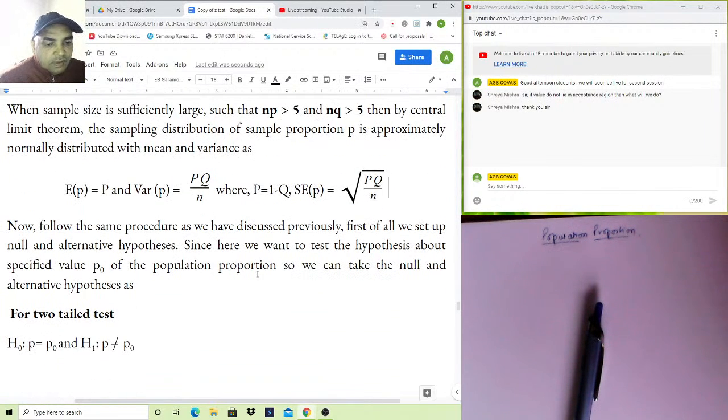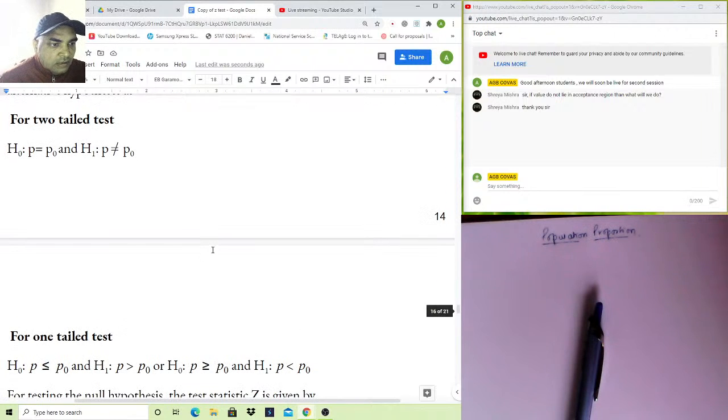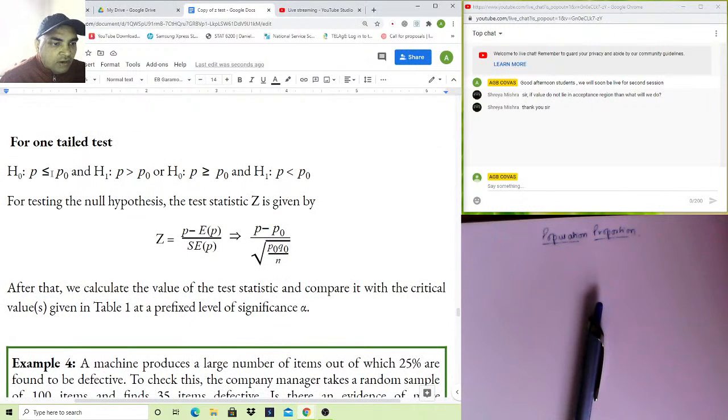So now again we will be following the same methodology. If we take the equality sign, that is the sample proportion is equal to the population proportion, this is the null hypothesis, and the opposite of it, the inequality sign, is the alternative hypothesis. For a one tail test, this will be P less than or equal to P naught, and for this it will be greater than or equal to P naught.